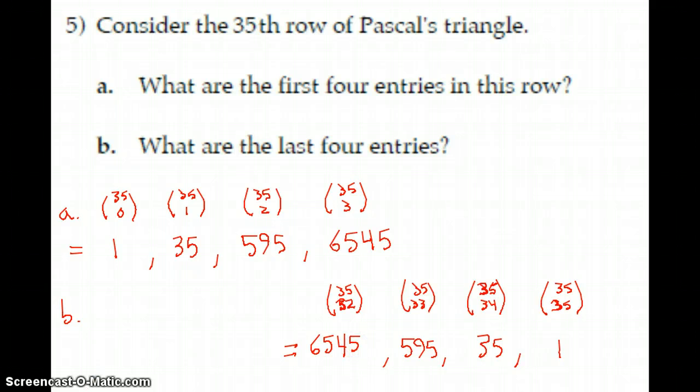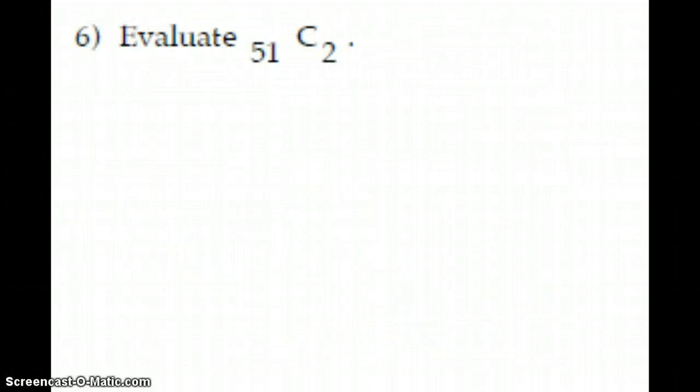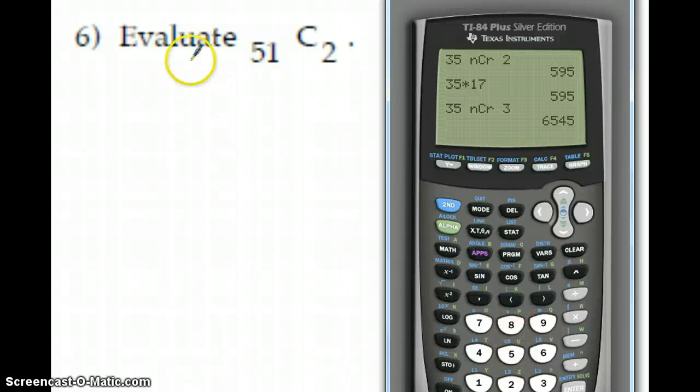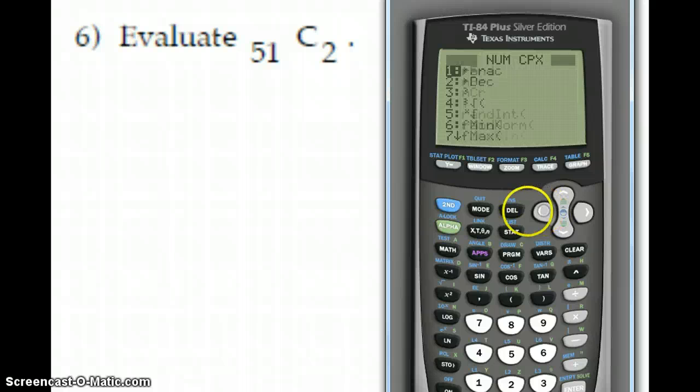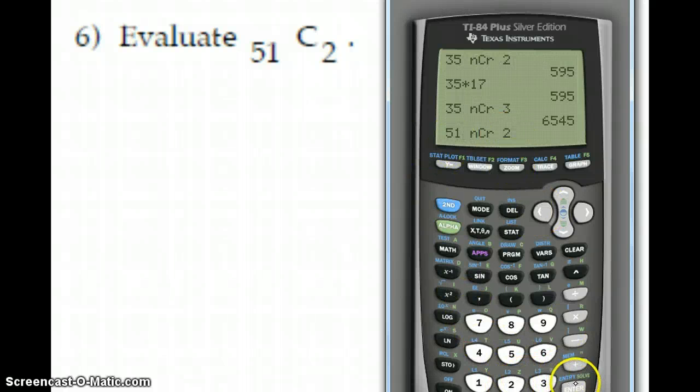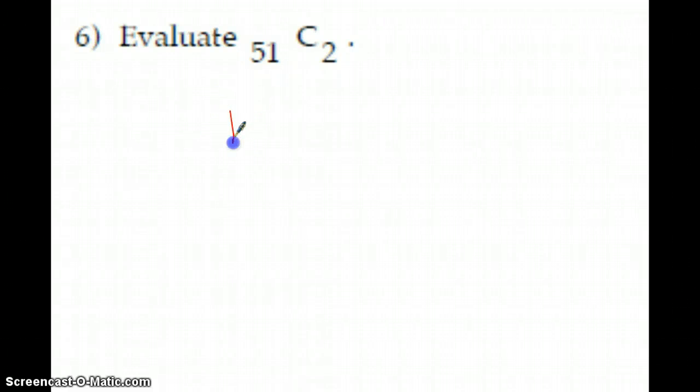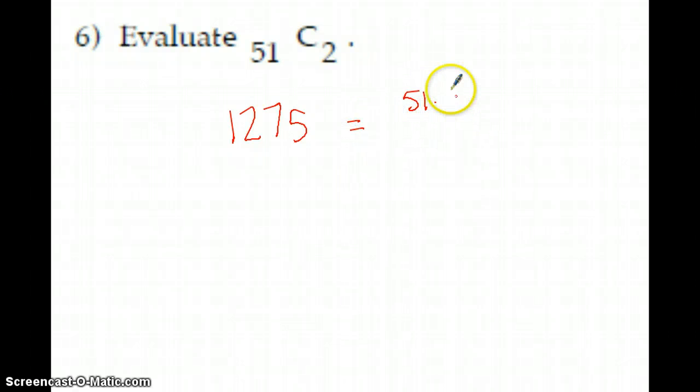All right. This next question on the quiz is actually maybe even a little bit sillier. It's just asking you to evaluate 51C2. Well, since you have a calculator in front of you, don't think about this too long. 51C2. There you go, 1275. If you really wanted to, you could figure out what that comes from. That would actually come from 51 factorial, 51 times 50, the first 2 numbers, like 51P2, divided by 2 times 1. Which is 51 times 25 in the end, which turns out to be 1275.